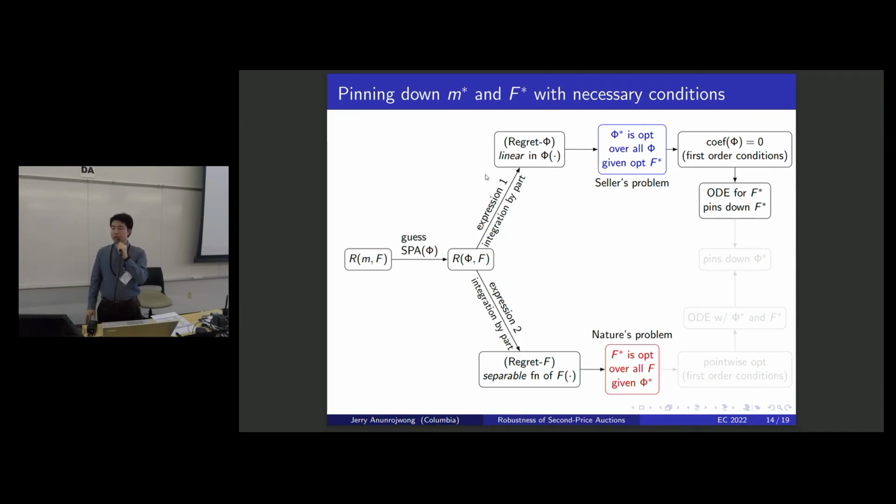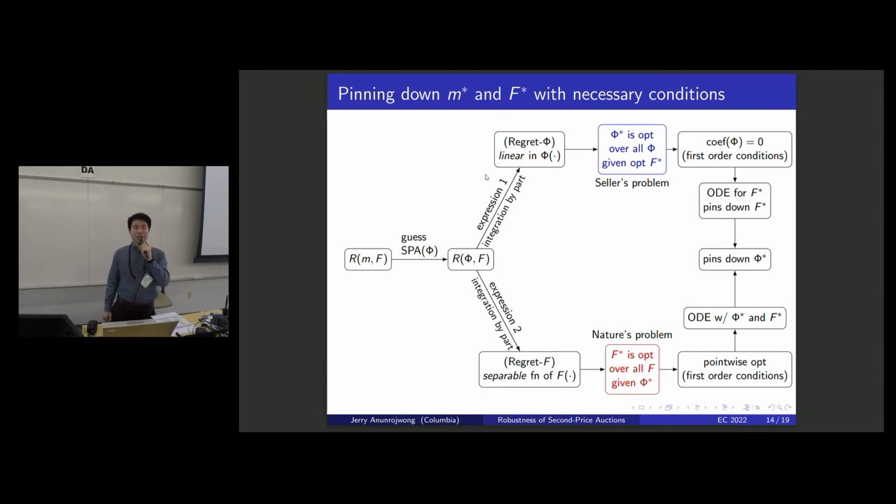Now we look at the nature side in regret(F). F star is optimal over all F given phi star. Because the regret expression is a separable function, we can do pointwise optimization. And so by first order conditions again, we get an ODE involving phi star and F star. But we have already determined F star. So this gives an ODE for phi star, which allows us to determine phi star, the optimal reserve CDF.